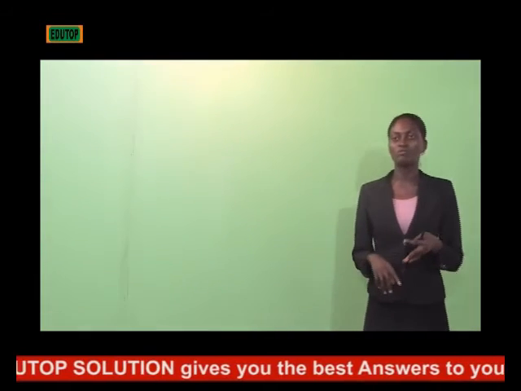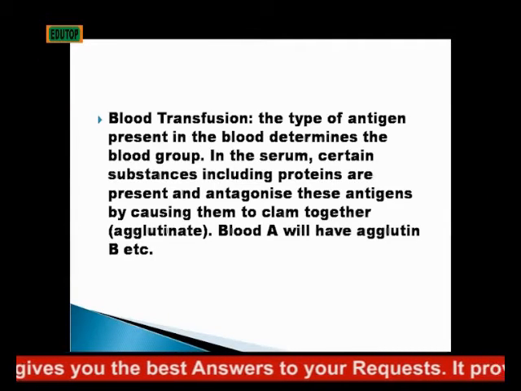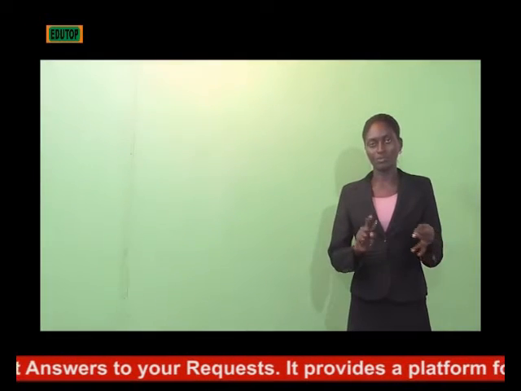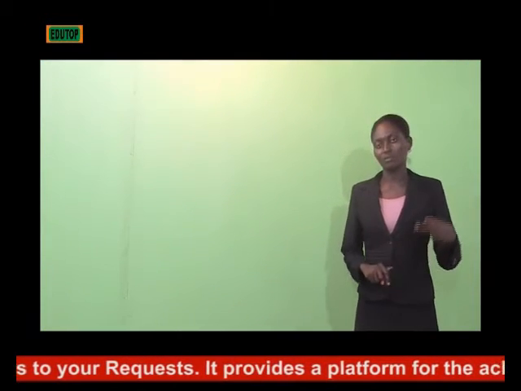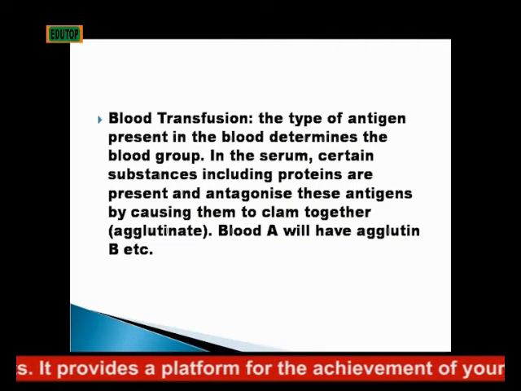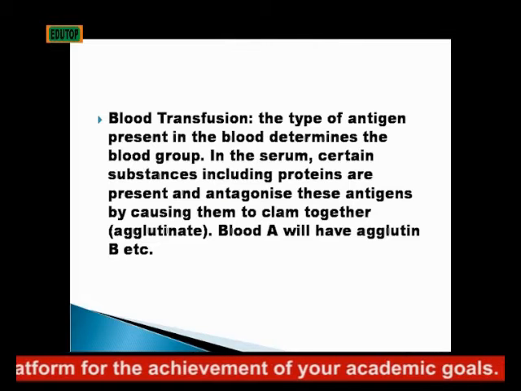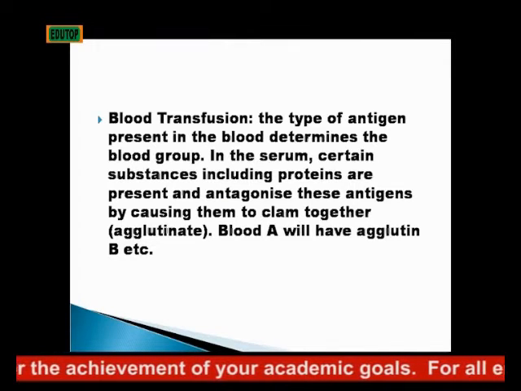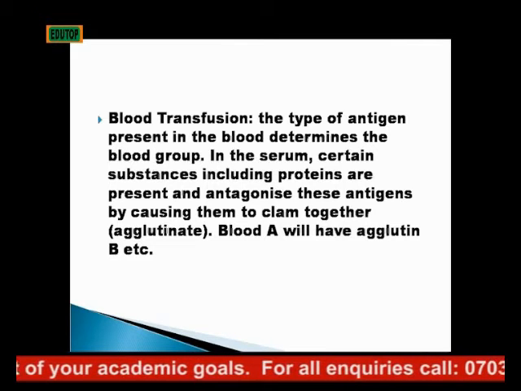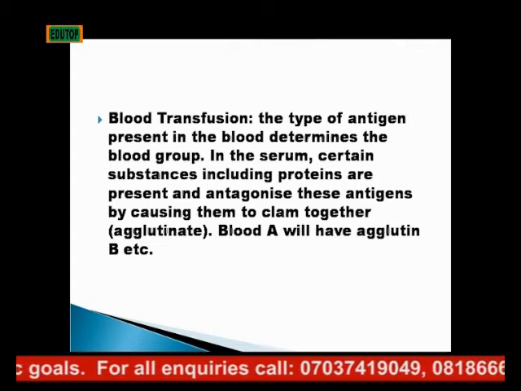Also, variation is useful in blood transfusion. Since everybody does not have the same type of blood, we have people with blood group A, some others with B, others with AB, and the fourth group we have the O. The type of antigen that is present in the blood determines the blood group. So people with blood group A have antigen A in their blood. People with blood group B have antigen B in their blood. People with blood group AB have antigens A and B in their blood.